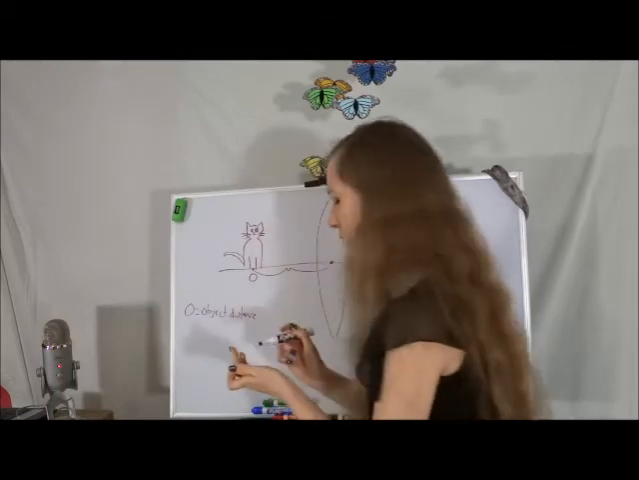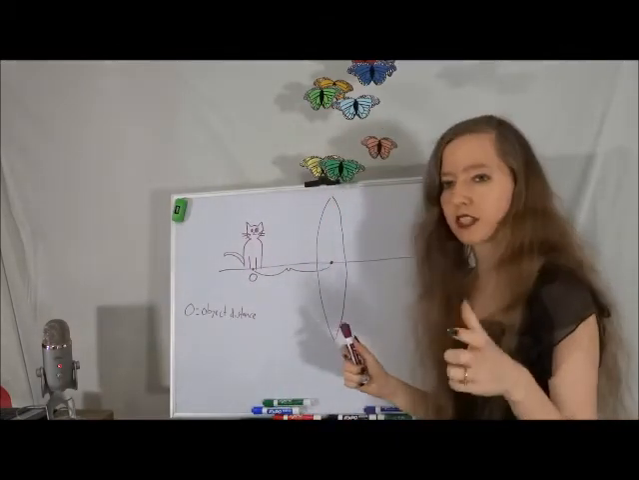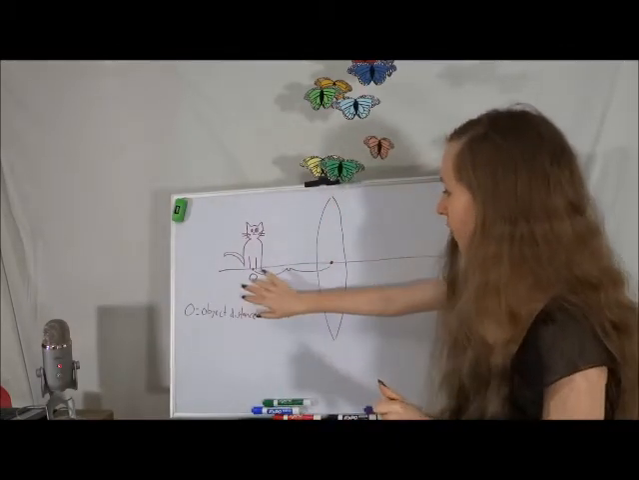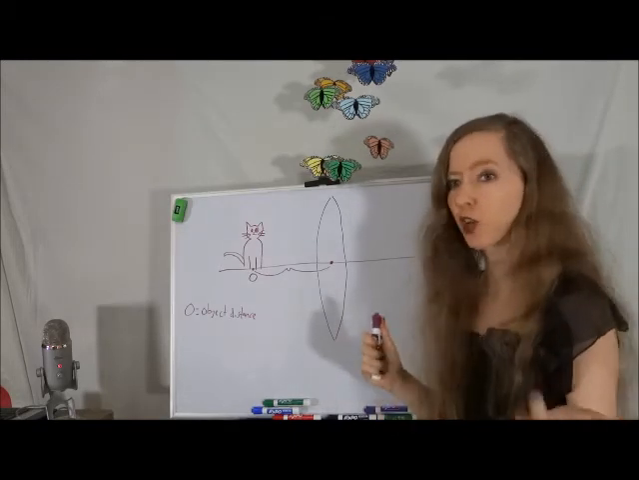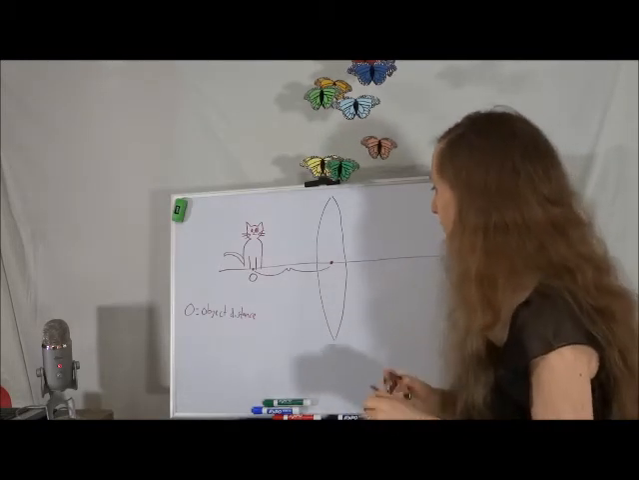And I believe the book uses S and S prime for object and image distances, but Mr. Dudish prefers we use O and I because they're a little more intuitive, so that's what we'll be using.